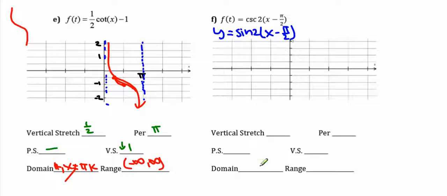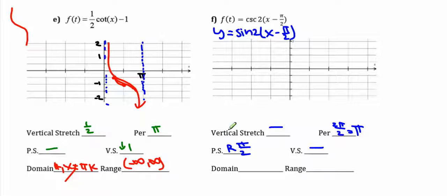So the transformations on this: there's no vertical stretch. The period for my function is 2 pi divided by b, so it's pi, so it's being compressed. My phase shift is going to be to the right pi over 2. There is no vertical shift, and we'll come back to domain and range once we have graphed it.